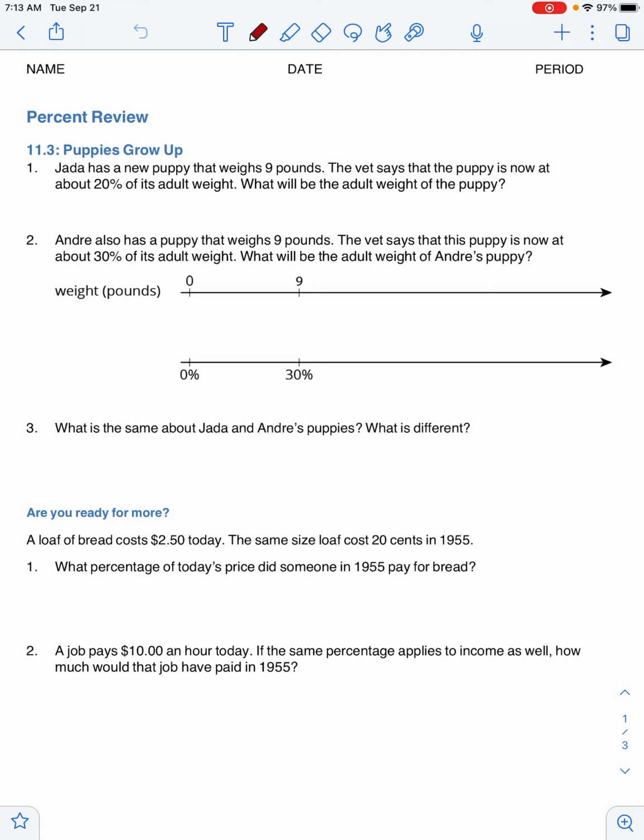So our first question says, Jada has a new puppy that weighs 9 pounds. The vet says that the puppy is now at about 20% of its adult weight. What will be the adult weight of the puppy? So go ahead and pause this video and give question 1 a try so you can think about what it's asking before I explain.